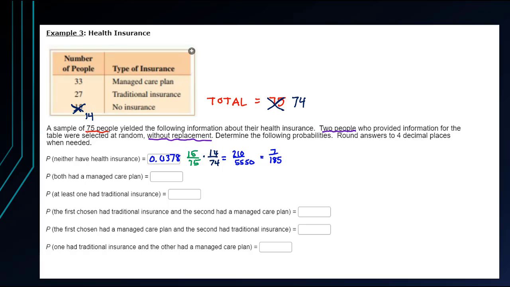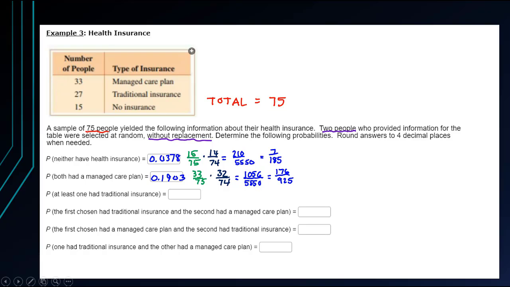The probability that both had a managed care plan. Well, that's going to be a 33 out of 75 for the first one. And now that I picked that first person, I'm going to have 32 of those people left, 74 in my total left. That's going to be 32 out of 74, which is a 176 out of 925, which is 0.1903.